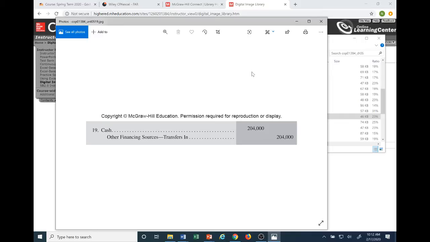So when the debt service fund receives that money from the general fund, they're going to debit cash, the asset, of 204,000, because it's going up, right? Credit other financing sources, transfers in, of 204,000. So same song and dance here with the entry, right? I just wanted to go through the process of how we determine the amount of money the general fund actually needed to transfer over, right? Pretty simple, right?